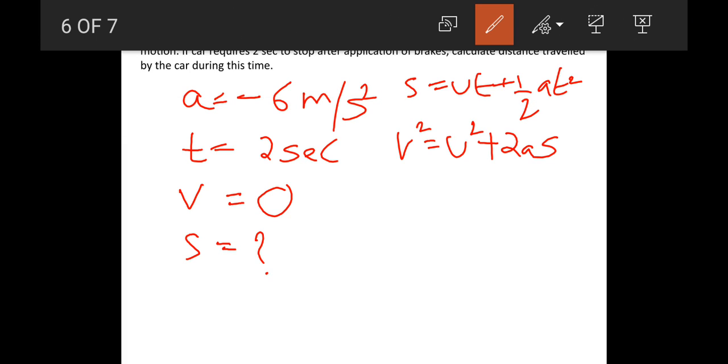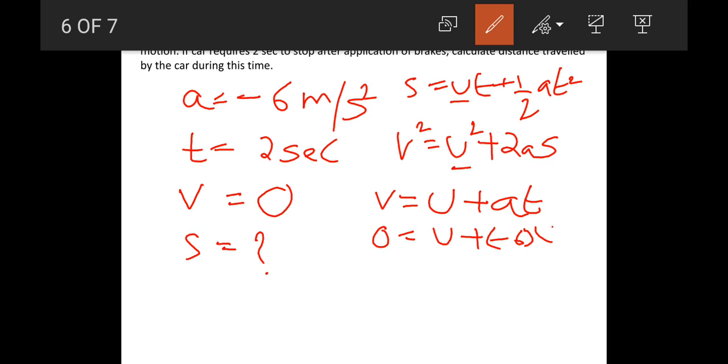Same thing. But in both, if you see, what you have is u, and u is not given in the question, right? So that means first you have to find u, then only you can find s. For finding u, use first equation, v equal to u plus at. I will use this equation first to find u, and then I will use that u to find s. So your v is 0, a is minus 6, this I will write in bracket, and your time is 2. So u will come out to be 12 meter per second.